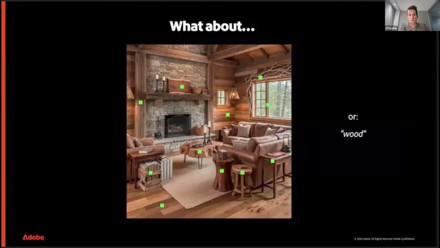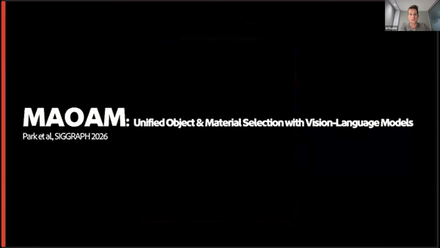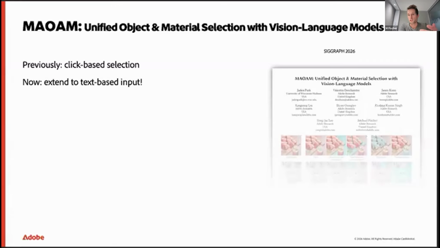This is the problem that we set out to tackle in this year's SIGGRAPH paper MAO-AM, Unified Object and Material Selection with Vision Language Models, with our intern, Jaden Park. This has just been accepted to SIGGRAPH this year, so it's not on arXiv yet, but it will be soon, and it's going to be presented in Los Angeles this summer. So previously we've had click-based selection. Now we want to be able to extend this to text-based input. One reason we just saw, click-based sometimes can be tedious, right? Clicks are very nice and precise and local, but also they can be tedious because they're local. You don't have expressive power.